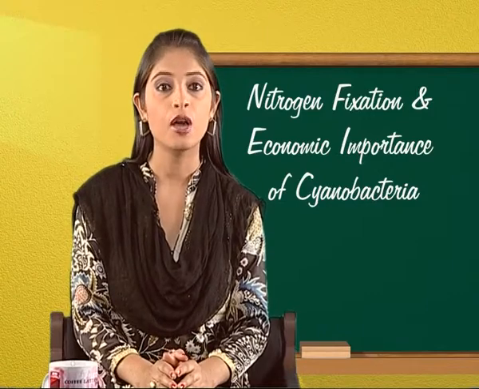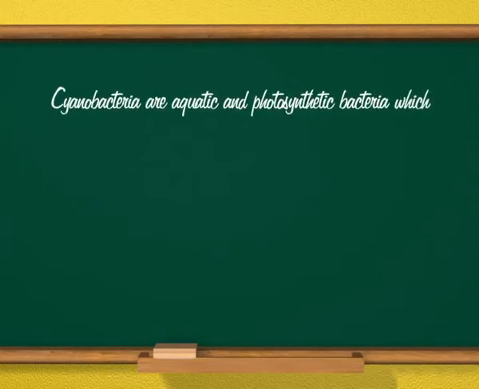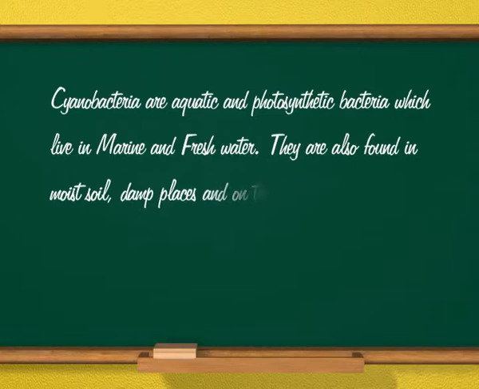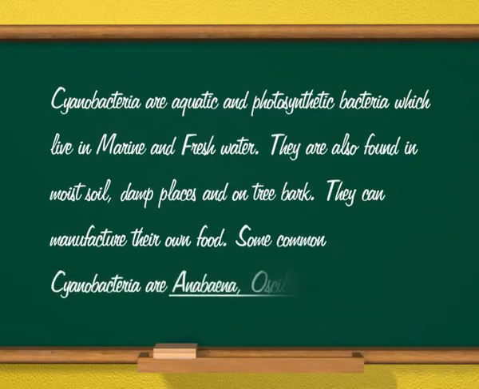Next question is, what are cyanobacteria? Answer. Cyanobacteria are aquatic and photosynthetic bacteria which live in marine and fresh water. They are also found in moist soil, damp places and on tree bark. They can manufacture their own food. Some common cyanobacteria are Anabaena, Oscillatoria and Nostoc.